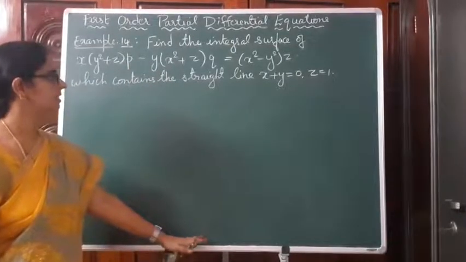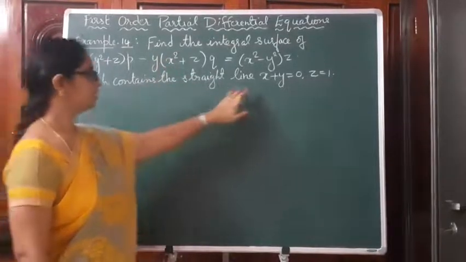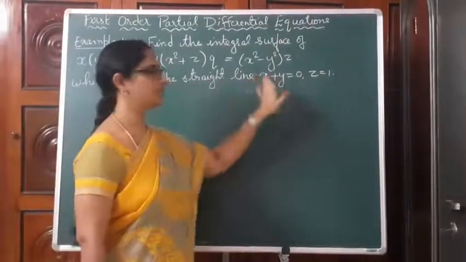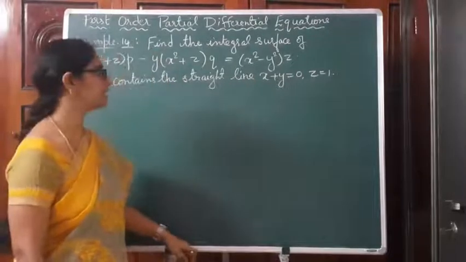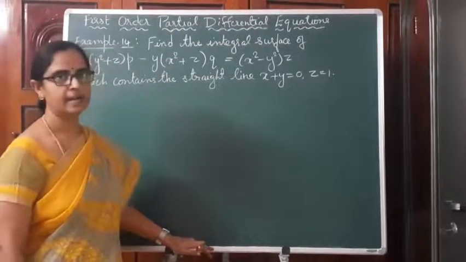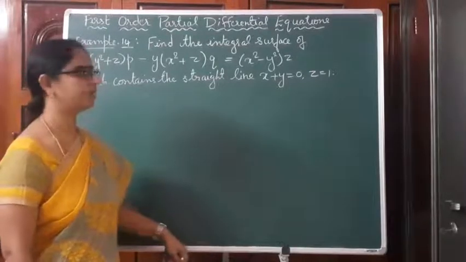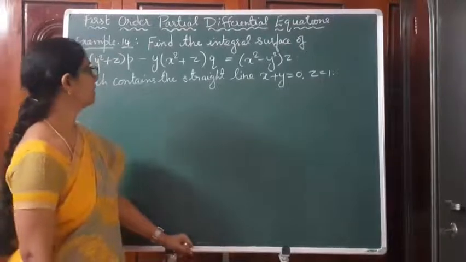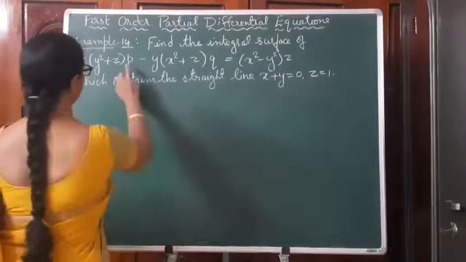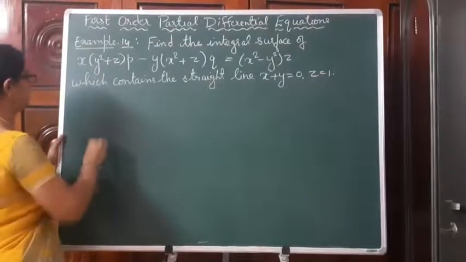So the procedure is the same, we find its solution, but using the given condition that it contains the straight line x plus y is equal to 0 and z is equal to 1, we can also find the arbitrary function phi. What is the value of the arbitrary function phi? So first let us find the general solution of this PDE.